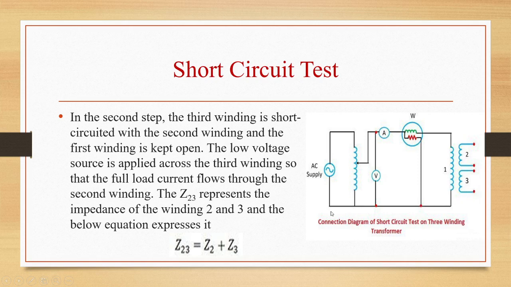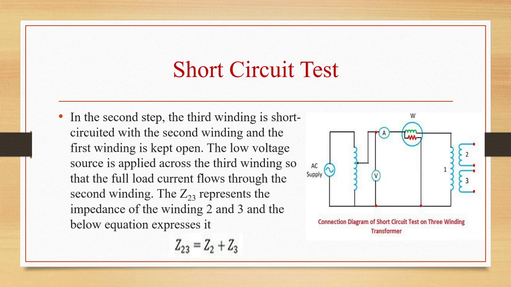So the first step is over. In the first step, what we have seen, windings 1 and 2 are short circuited, the third is open circuited, and we have found various parameters. In the second step, the third winding is short circuited with the second winding and the first winding is open. 2 and 3 are short circuited, the first is open.